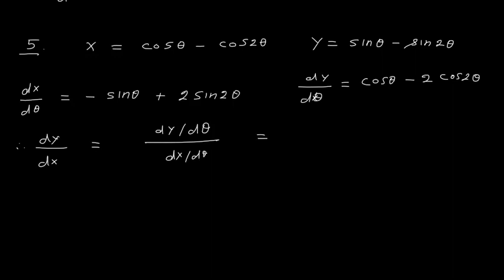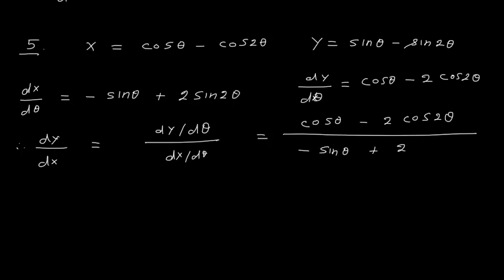So dy upon d theta is cos theta minus 2 cos 2 theta, whole divided by minus sin theta plus 2 sin 2 theta. So this is dy upon dx. This is our fifth question.